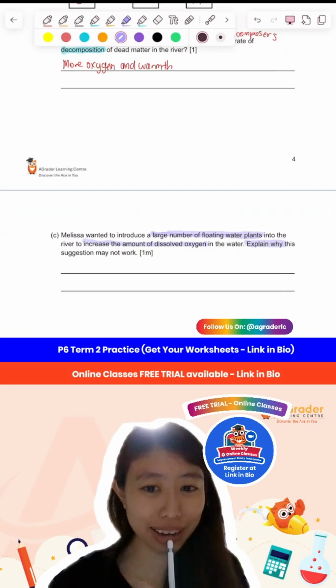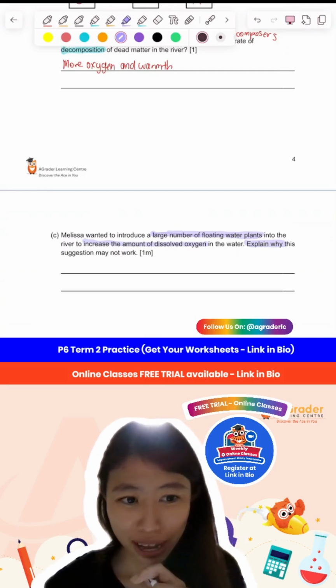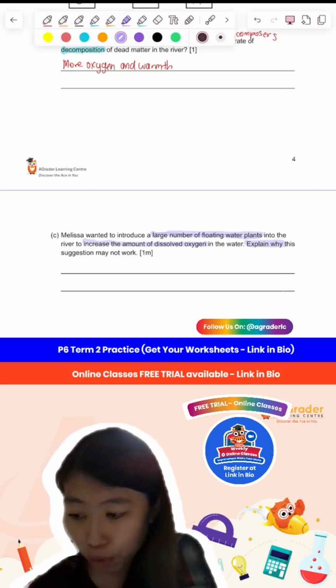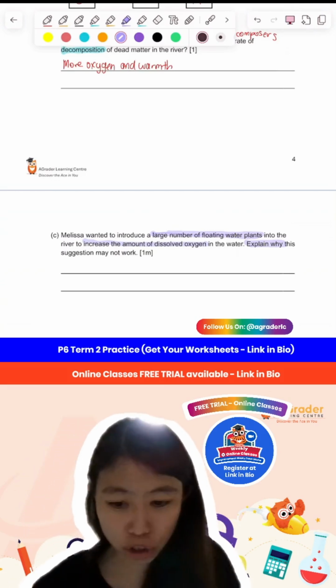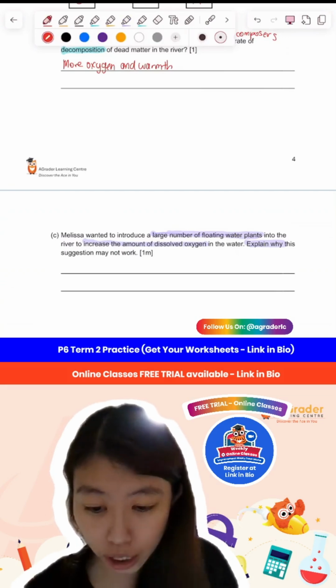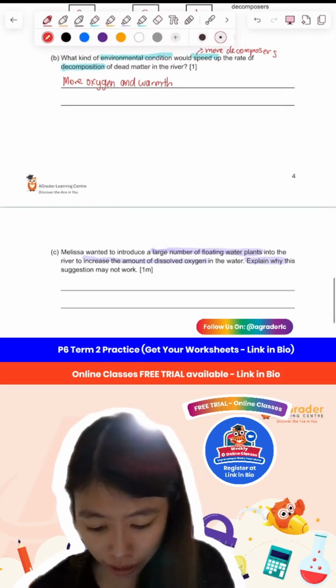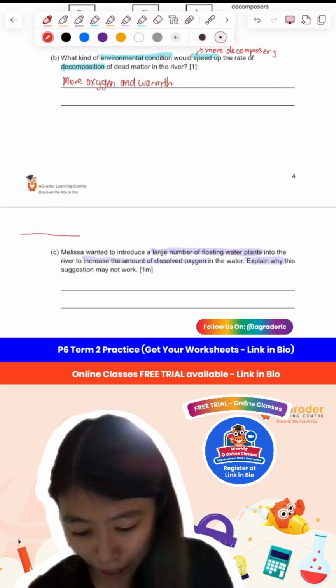It's not about blocking sunlight, actually. Yes, Elliot got the idea there. It needs to be submerged, right? If floating water plants, okay, they produce oxygen. Let me quickly show you. Let's say this is the pond and the plants are floating.